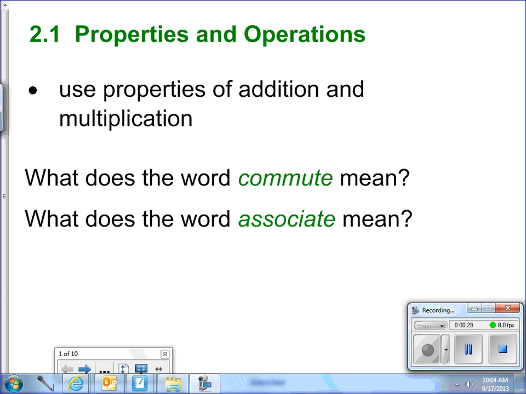How do people use the word commute in English? I mean, what does it mean when people commute? Yes, Ms. North. Like, we commute from home to school every morning. Very good. It means to change locations.